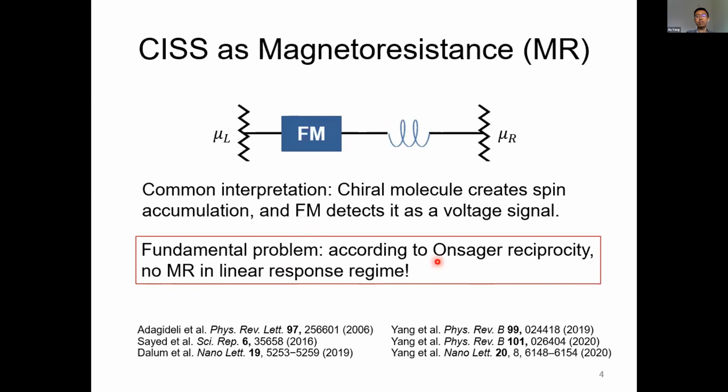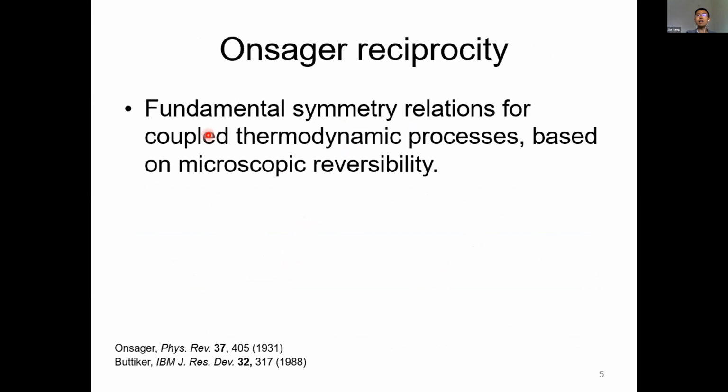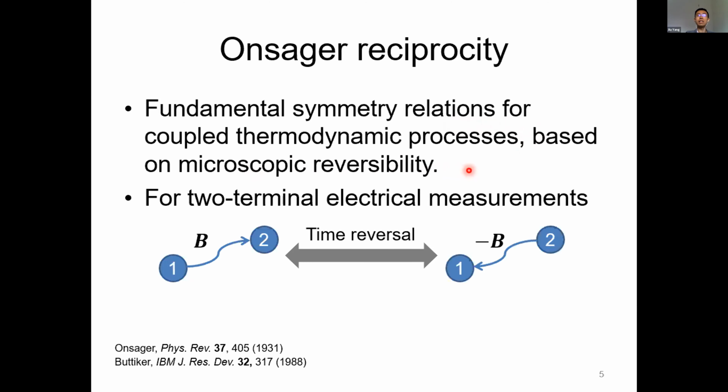So what is this Onsager reciprocity? It is a set of fundamental symmetry relations for coupled thermodynamic processes, and it is derived from the microscopic reversibility. And since we're talking about electron charge and spin transport, and these processes are thermodynamic processes, they are governed by Onsager reciprocity.